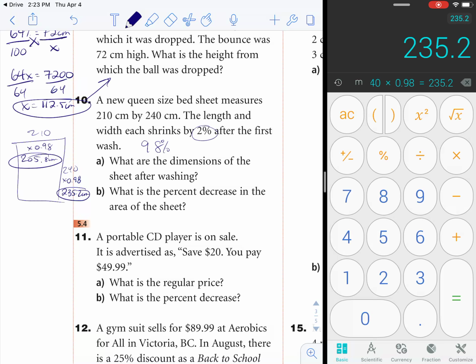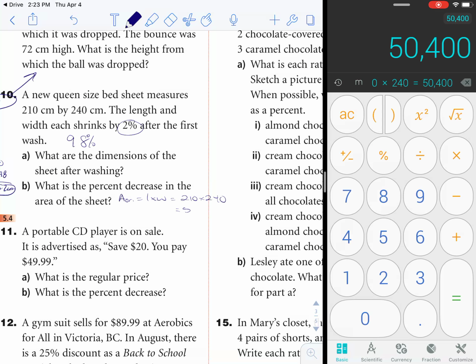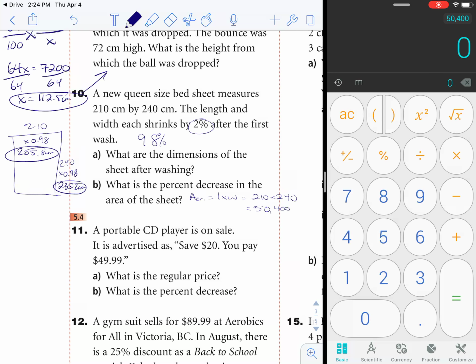Okay. What is the percent decrease in the area of the sheet? So this is a tricky question because you need to figure out the area of the original, which is length times width, which is 210 times 240. So 210 times 240 gives us 50,400. And then the new area, length times width, which is 205.8 times 235.2. So 205.8 times 235.2, 48,404 is the new area.